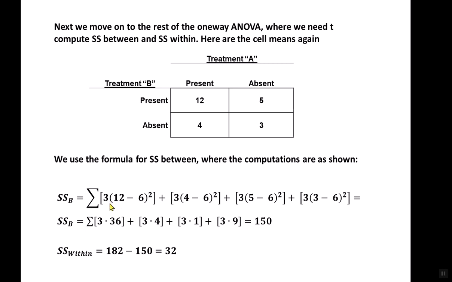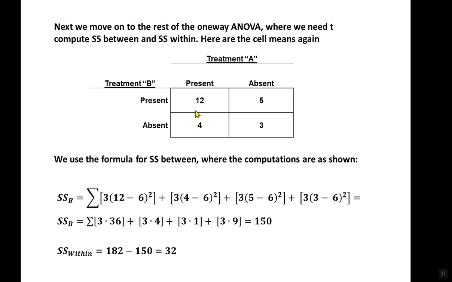What the formula says is, it's n sub j for the jth group times the mean sub j minus the grand mean, squared. So what we're doing is taking the mean of each cell and subtracting the grand mean from it. So it's this one, 12 minus the grand mean, square that number, and then multiply by the number of people in that group. This is the next stage of computation. It's 12 minus 6 squared. 12 minus 6 is 6, and 6 squared is 36. So that's what we're looking at down here.